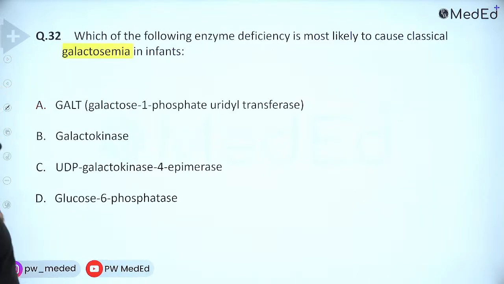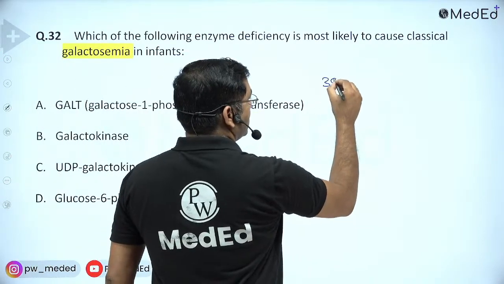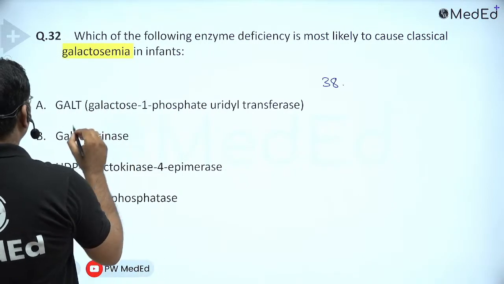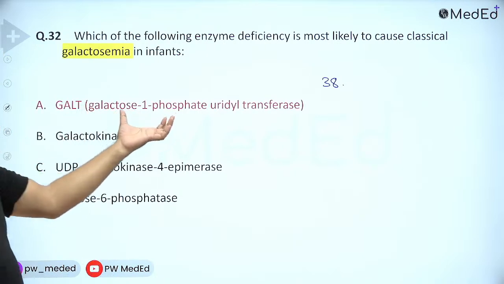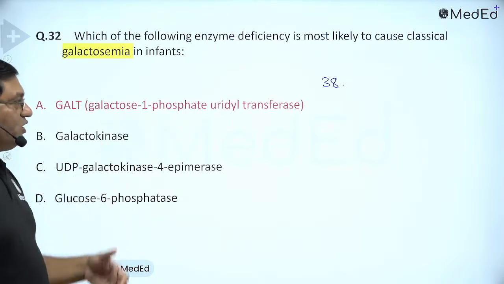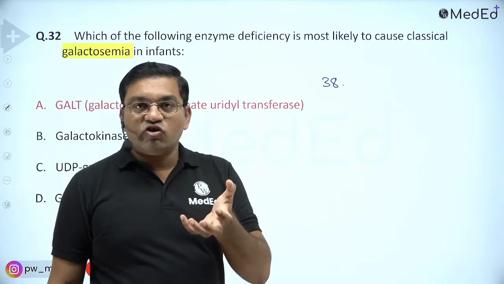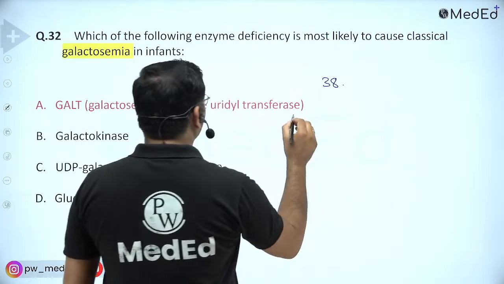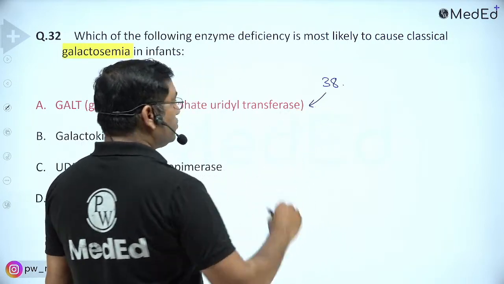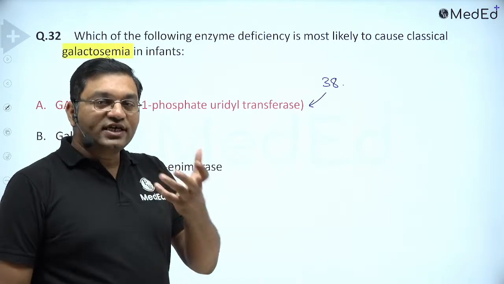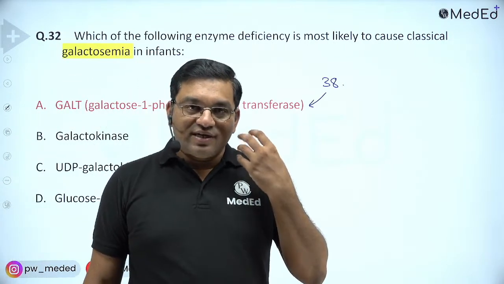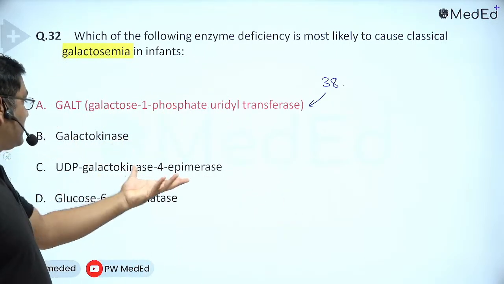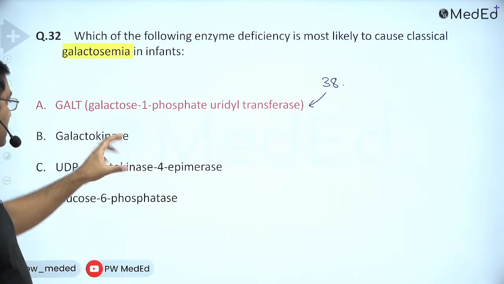Now galactosemia, point number 38. Galactosemia is due to a defect in the enzyme galactose 1-phosphate uridyl transferase, due to which there is accumulation of galactose 1-phosphate, which causes the manifestations. There are three types of galactosemia. One is classical galactosemia, due to this defect, and the minor defects are galactokinase and galactose epimerase.